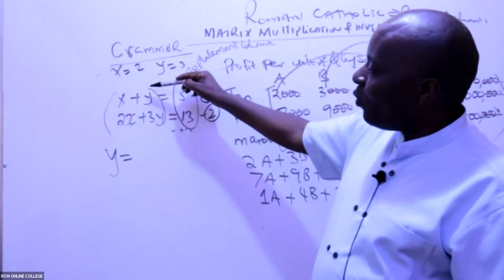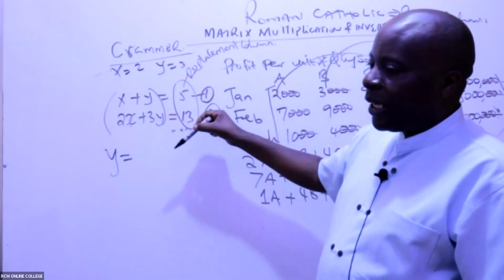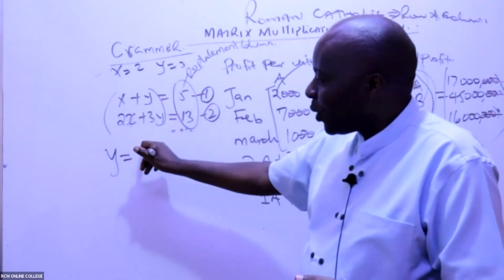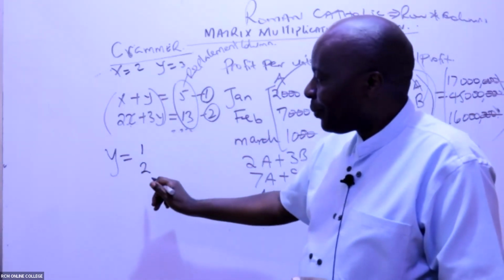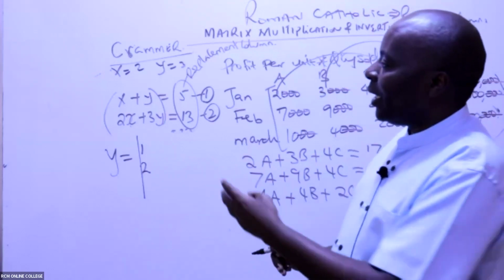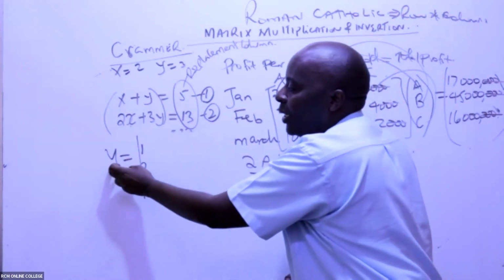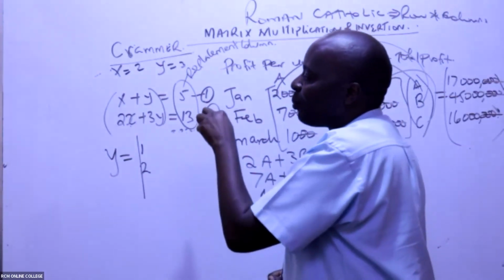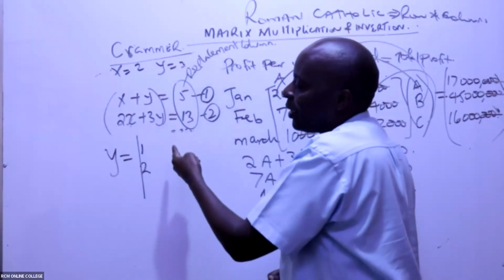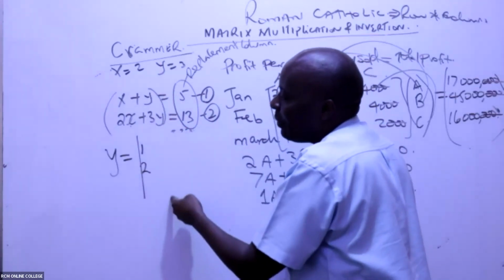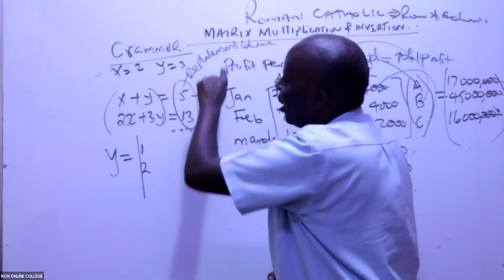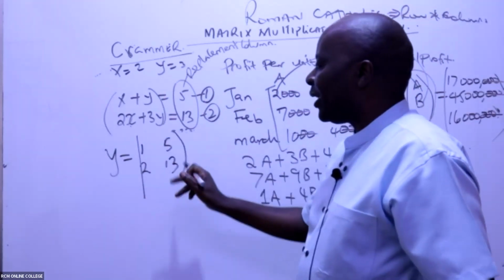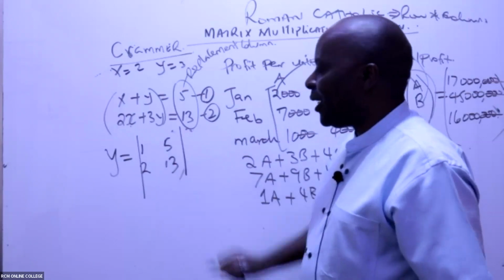You can see the column of y is column number 2. So I don't have a problem with column x. Column x is the first one, so we have here 1 and 2. Then we look at the second column, the y column. Because y has come here, the y column must be buried. In its place, we shall have the replacement, 5 and 13.